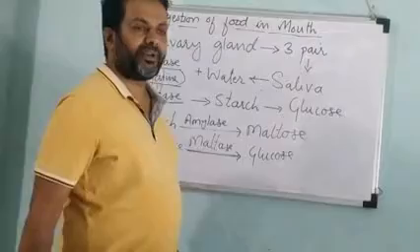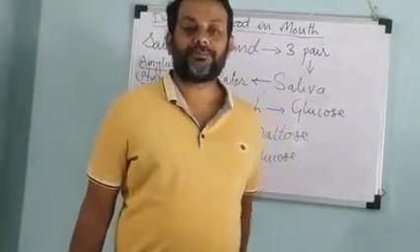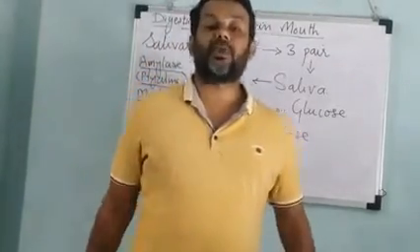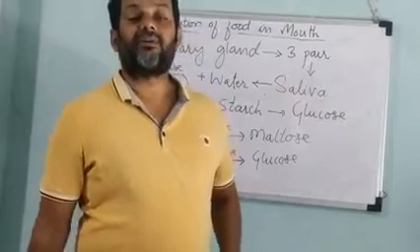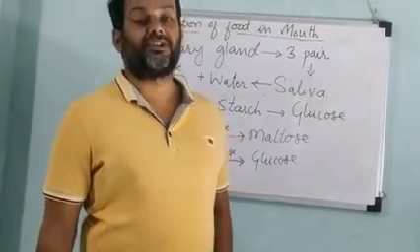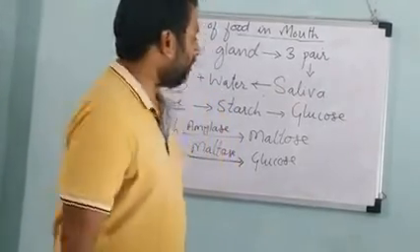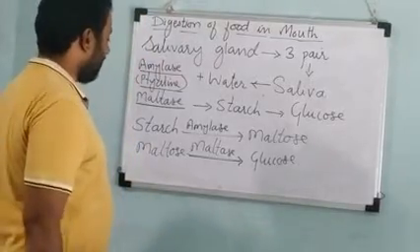Okay, you must be knowing that glucose is the simplest form of the carbohydrate which can be absorbed by our body easily, and it becomes the instant source of energy for our body. Okay, now let us see how it happens.